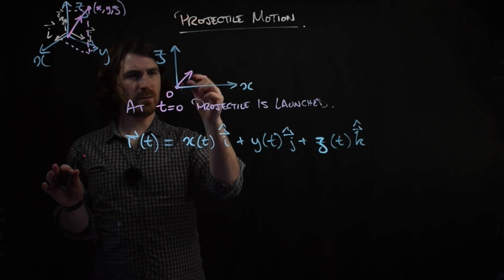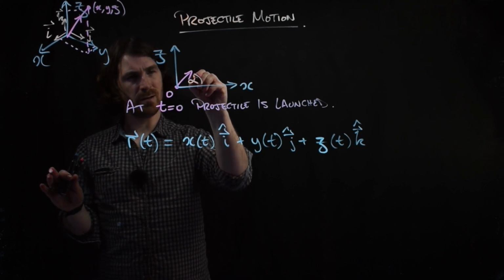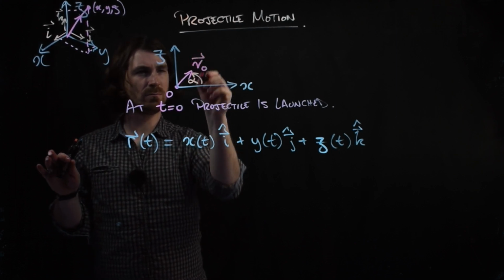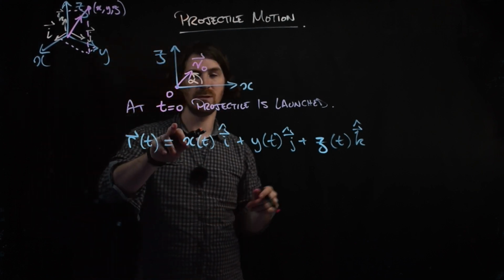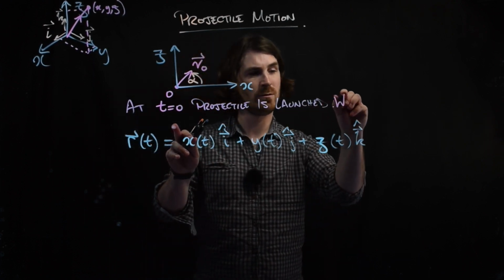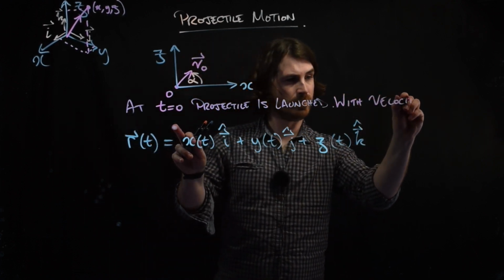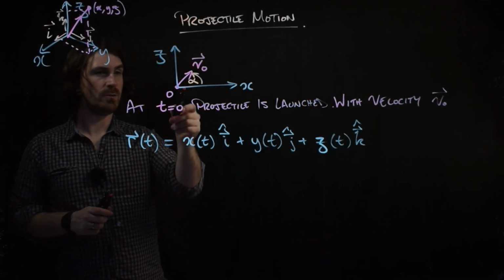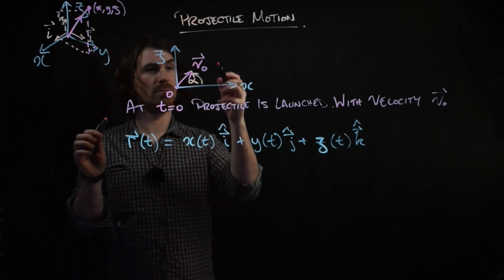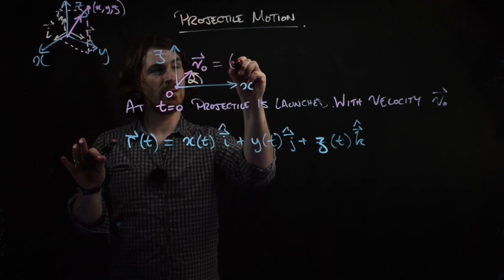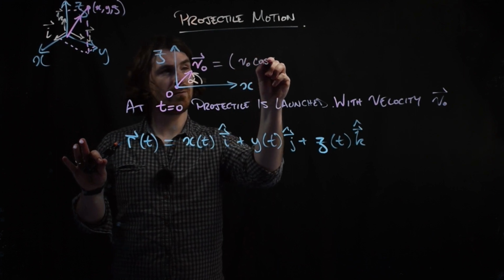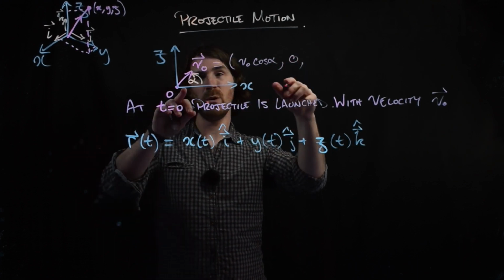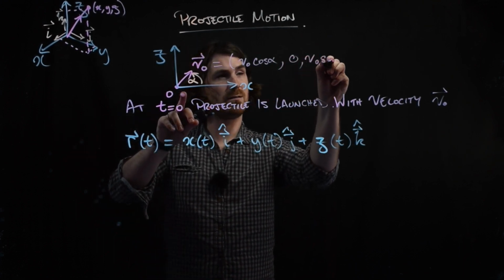So let's say that this projectile is launched with some angle alpha, with some initial velocity v0. So at t equals 0, the projectile is launched with velocity v0. We know what this angle alpha is, so we know what the components of v0 are. It's v0 cosine alpha in the x component, the y component is 0, and the z component is v0 sine alpha.